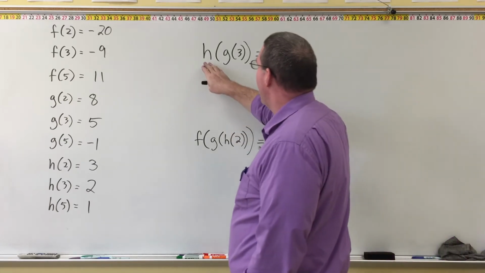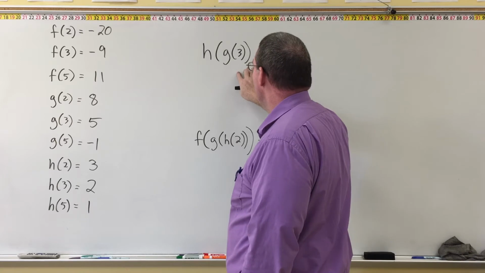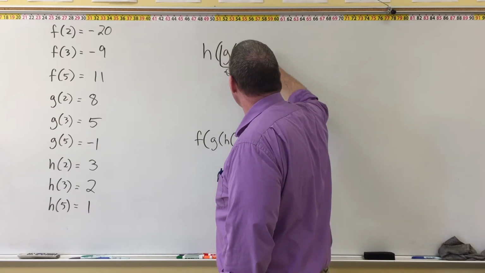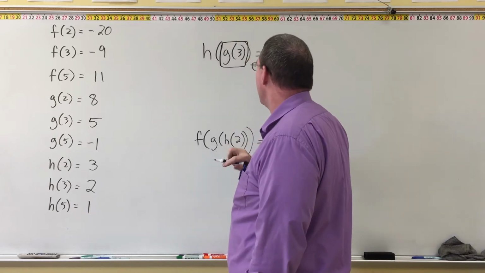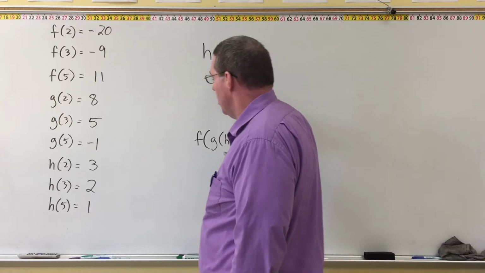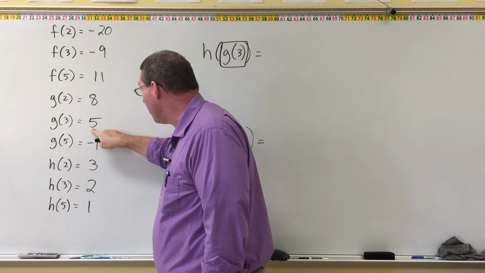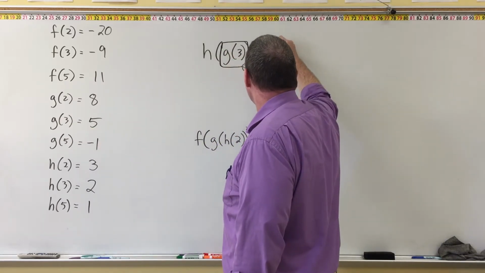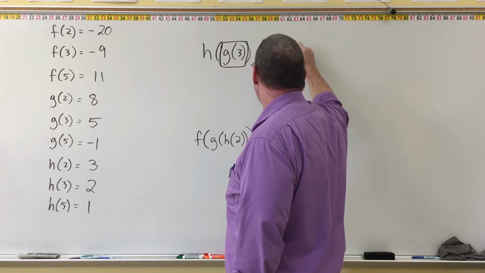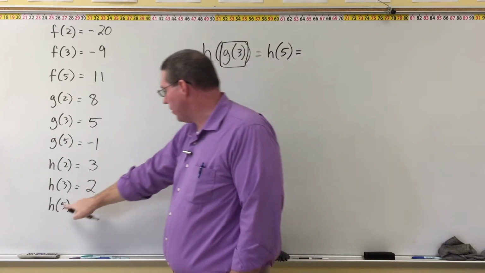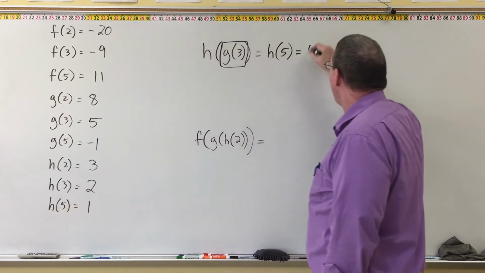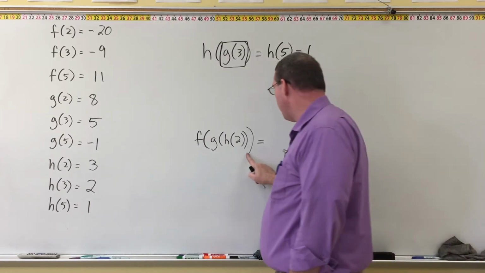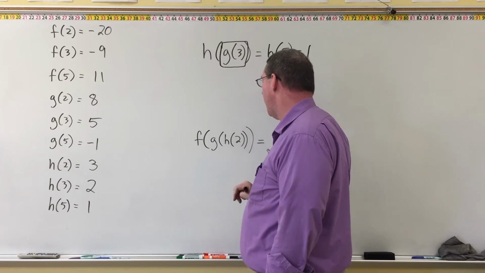We want to identify h of g of 3. So we know that the input into h of x is the output of g of 3. All right, well, what's g of 3? g of 3 right here is 5, okay? So this g of 3 is just like there's a 5 sitting here. So this is the same thing as what is h of 5. Well, h of 5 is right down here. h of 5 is 1, and therefore that is our answer. We're done.